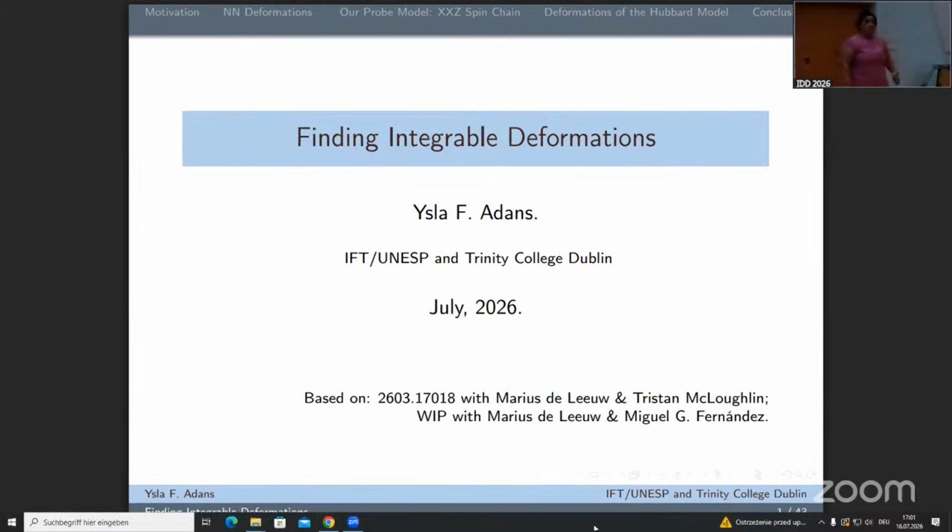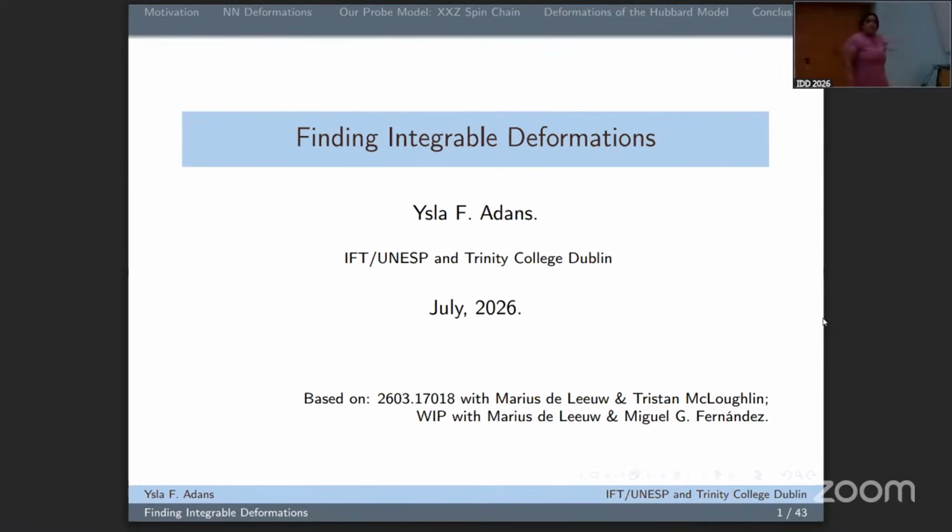So the last speaker today is Ysla Adans, and she is going to talk about how to find, in an efficient way, integrable deformations. So thank you, everybody, and thank you to the organizers for putting on this very nice conference. So today I'm going to talk a little bit about the only I and the last D of the conference. So I'm going to try to propose some more systematic way to find integrable deformations.